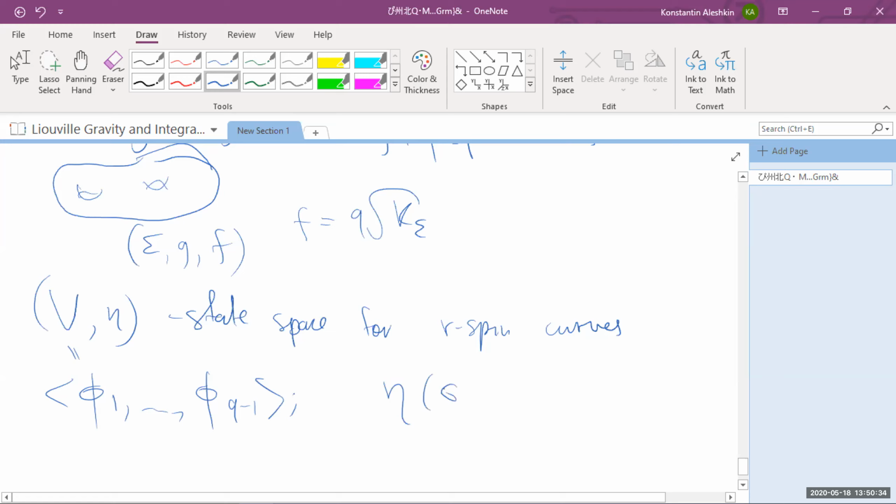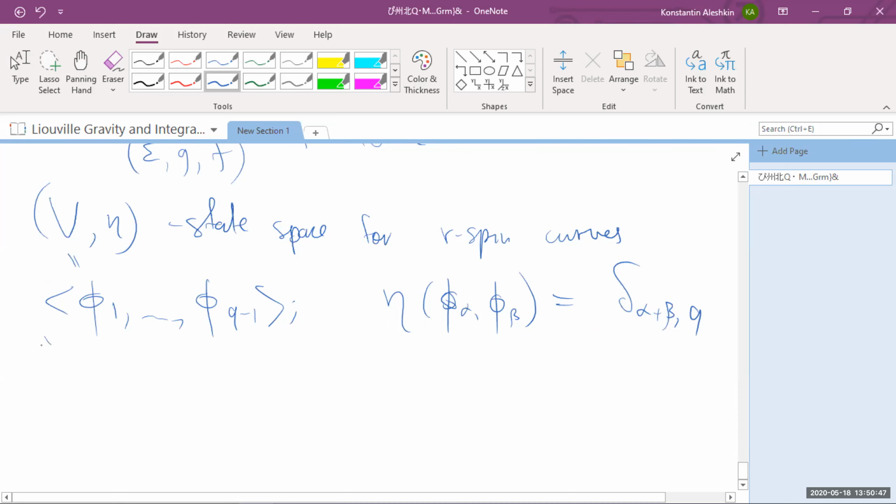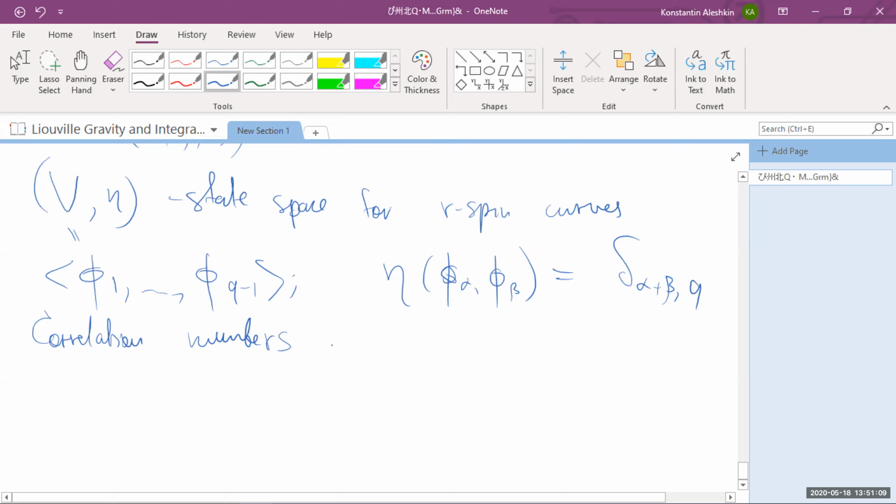Then eta is a metric: eta of phi alpha and phi beta is, let's say, delta alpha plus beta, q. And then the correlation numbers. In topological theory, of course, we don't care about the metric or any associations. So the output of topological theory is, in the old approach, I guess, a bunch of numbers, which are called correlation numbers. In the more modern approach, it's some cohomology classes on the moduli space of surfaces. But anyway, correlation numbers are a definition.